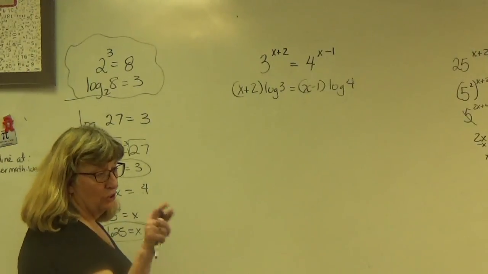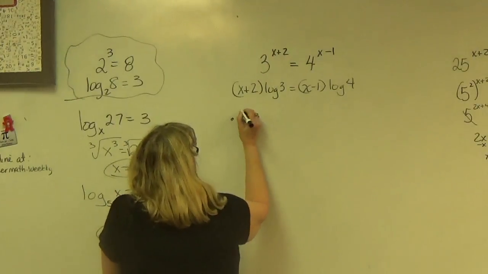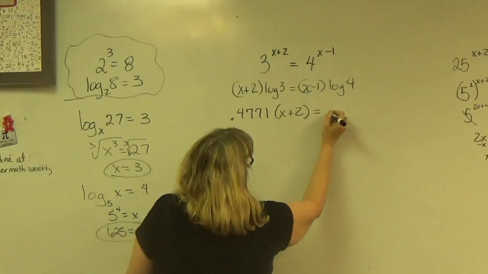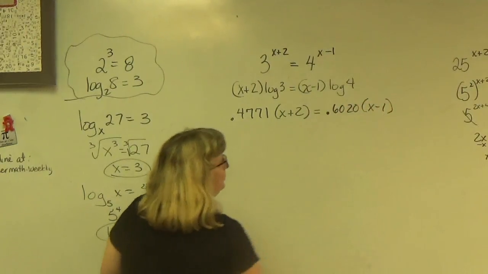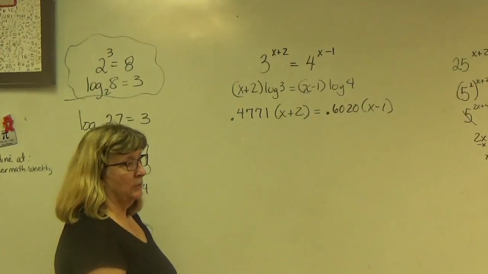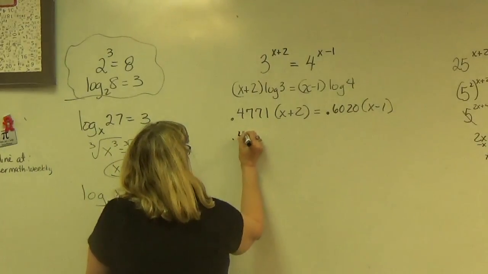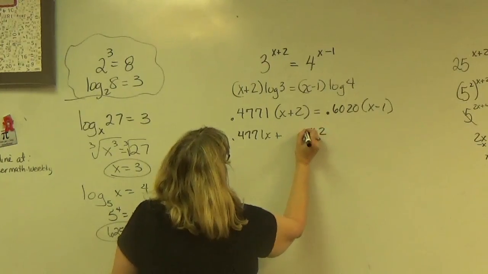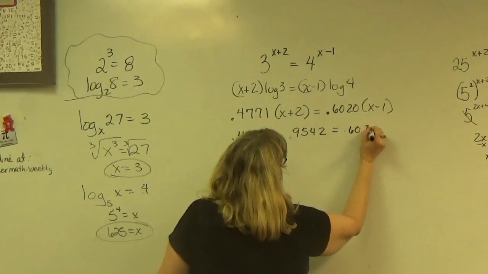Now, what do you need? You need your log key on your calculator. What's the log of 3? 0.4771. Yep. And the log of 4? 0.6020. And all I did was put it in front to make it easier, because what do I need to do now? Distribute, and get rid of the parentheses, follow your order of operations. 0.4771 x plus 2 times 0.4771 is 0.9542. Yeah, that's what I got.